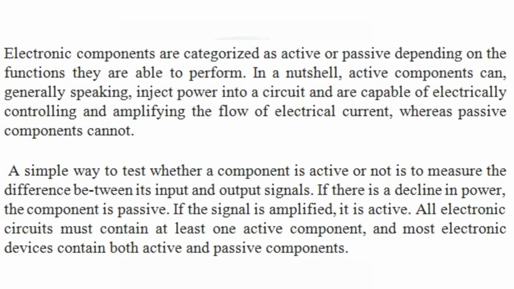A simple way to test whether a component is active or not is to measure the difference between its input and output signals. If there is a decline in power, the component is passive. If the signal is amplified, it is active. All electronic circuits must contain at least one active component, and most electronic devices contain both active and passive components.